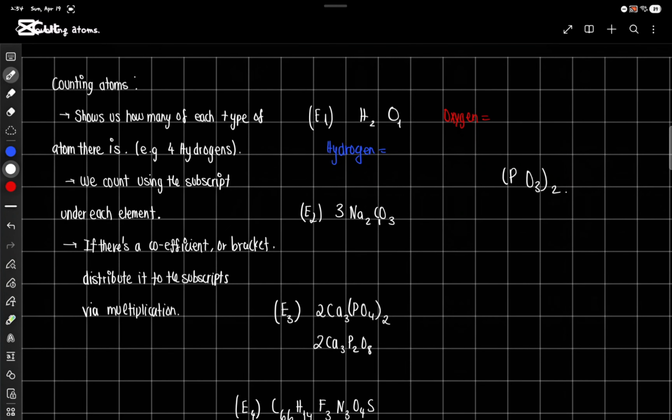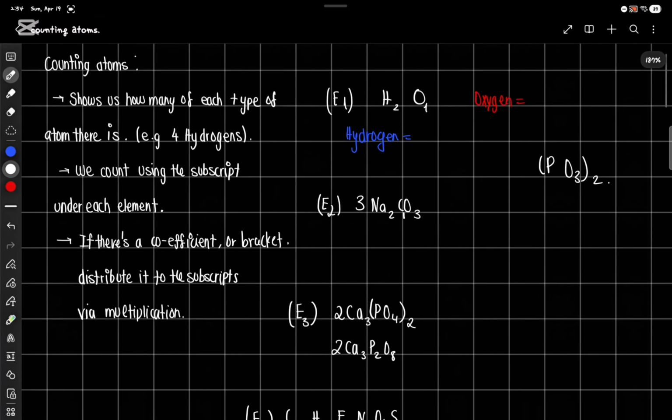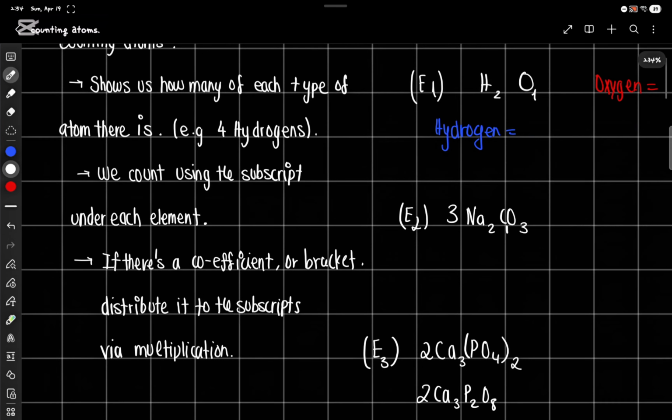Hello guys, this video will be focusing on counting atoms, and counting atoms shows us how many of each type of atom there is in a bond. For example, in a bond there's 4 hydrogens or 6 oxygens. How do people know how many atoms are there in a bond? Well, it's through counting atoms. And we count using the subscript under each element, and if there's a coefficient or bracket, distribute it to the subscripts via multiplication, and I'll get to the details during the lesson.